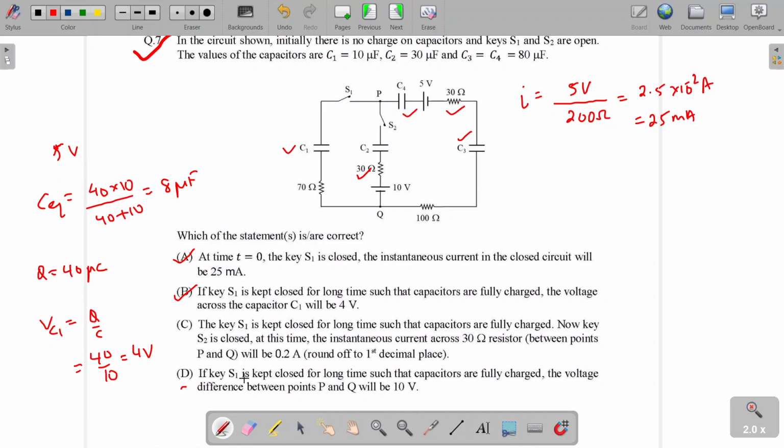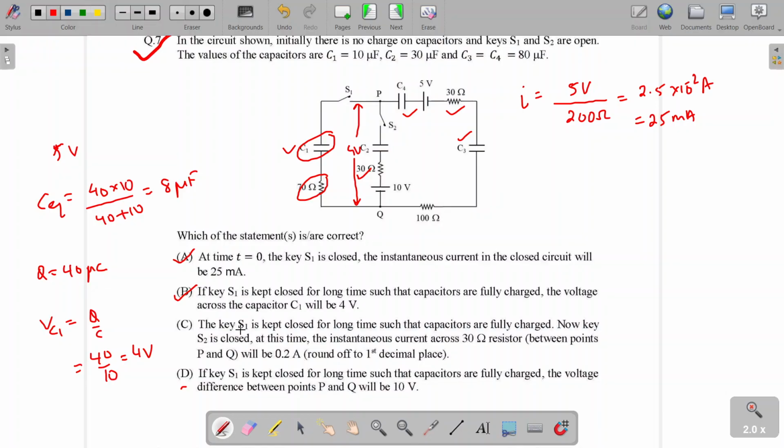If S1 key is kept closed for a long time, such that capacitors are fully charged, the voltage difference between points P and Q. Again, the same case when the capacitors are fully charged. In that case, the voltage difference across points P and Q would be the same as that across C1, because there is no consequence of the 70 ohm resistor, so the voltage difference has to be 4 volt. So again option D becomes incorrect.